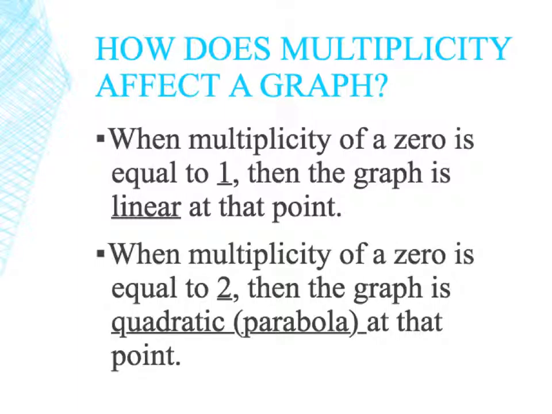So something we need to talk about is multiplicity, and we find multiplicity when it's basically the zero of a factor. When you have repeated zeros, it states the multiplicity, and it tells you what the graph is doing at that zero. So we'll see what that means in just a moment.